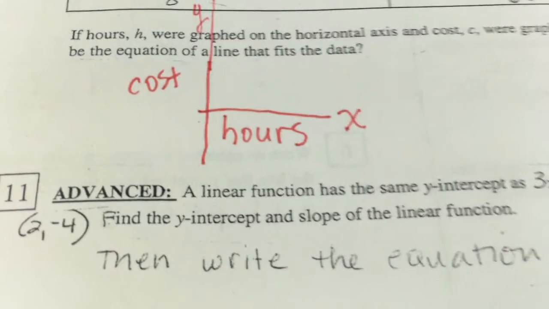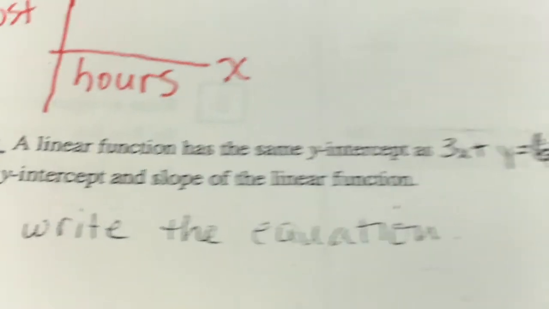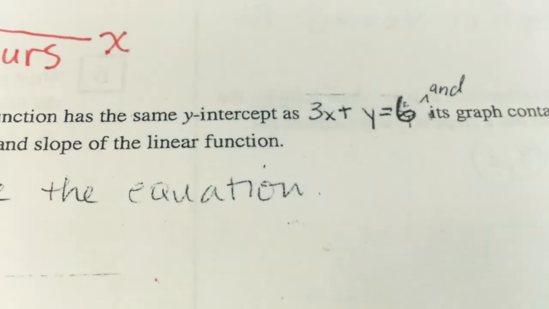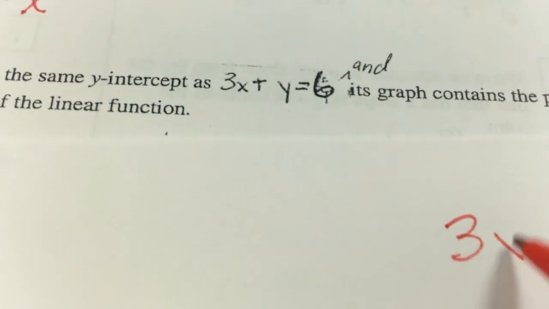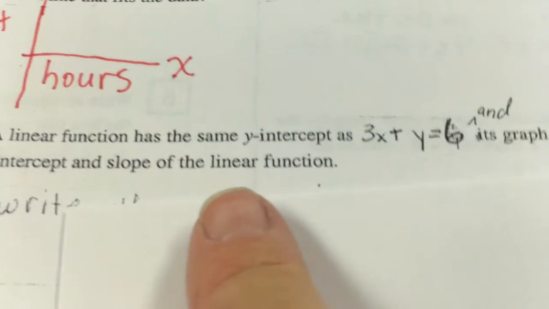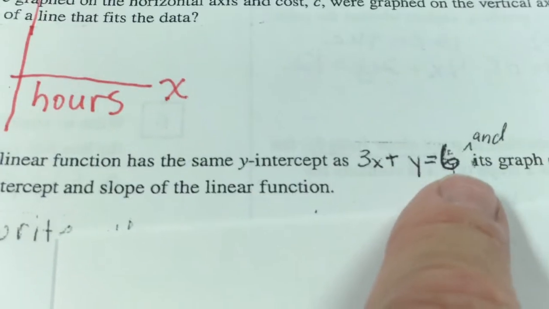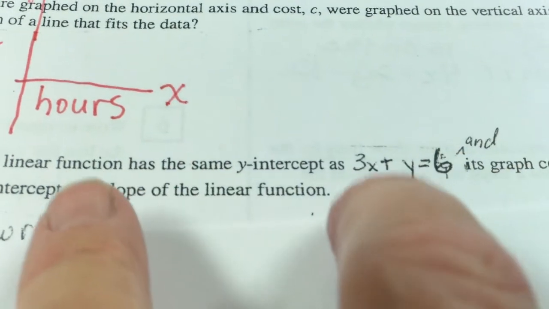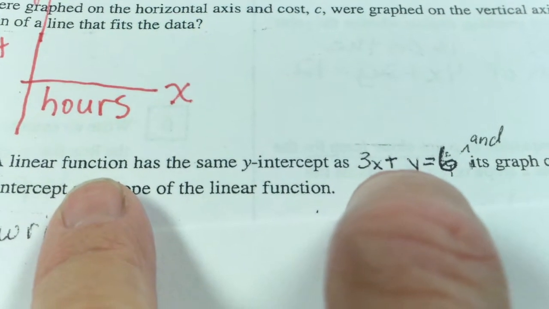Truly. Advanced, a linear function has the same y-intercept as this equation right here. So 3x plus y equals 6 is the equation we're given. But this says a linear function has the same y-intercept as this. So this isn't the linear function, this is another one. But what these two things have in common is the same y-intercept.